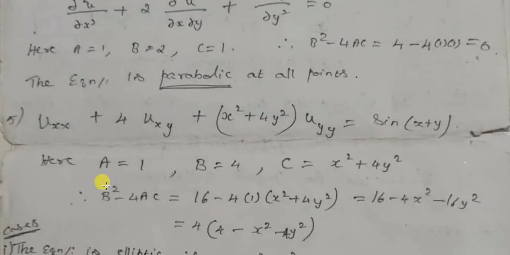Next example, this is an important example where A is 1, B is 4, and C is equal to x² + 4y². So far we have seen examples where the values of A, B, C are constants. Here in this example C is a function of x and y. So according to the values of x and y, the value of B² − 4AC will vary. So substitute B, A, C in this.